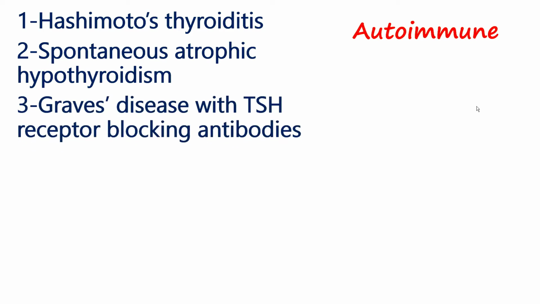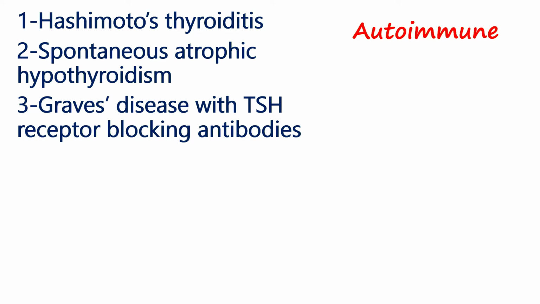This means simply that the classical Graves' disease has TSH receptor stimulating antibodies. It is simulating the action of the TSH, resulting in hyperthyroidism. But there is a subgroup of Graves' disease with blocking antibodies, not stimulating antibodies, resulting in hypothyroidism.